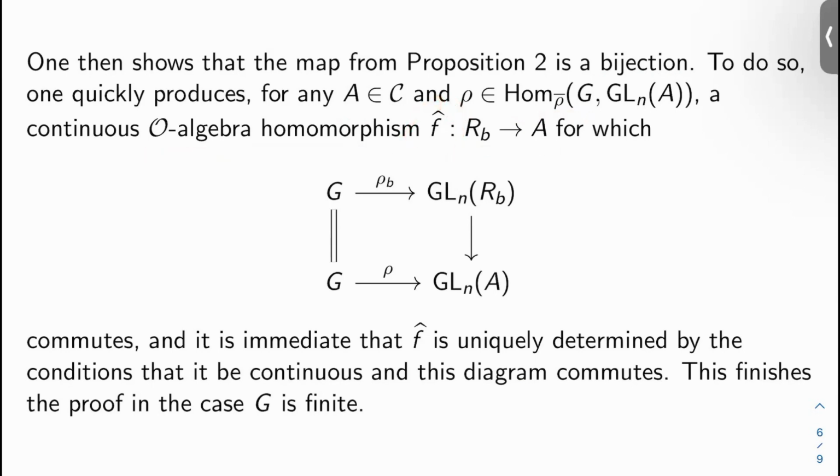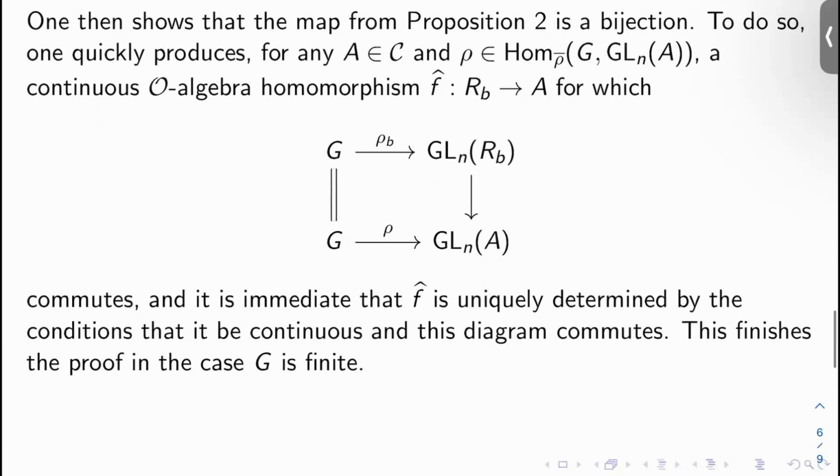It's a similar diagram as the one we just had above that commutes, but the K down here has been replaced by an A, where A is kind of an arbitrary element of C. It's not too hard to do that. But then it's kind of immediate that F hat is uniquely determined by the conditions, A, that it be continuous, and B, that this diagram here commutes, which finishes the proof in the case that G is finite.